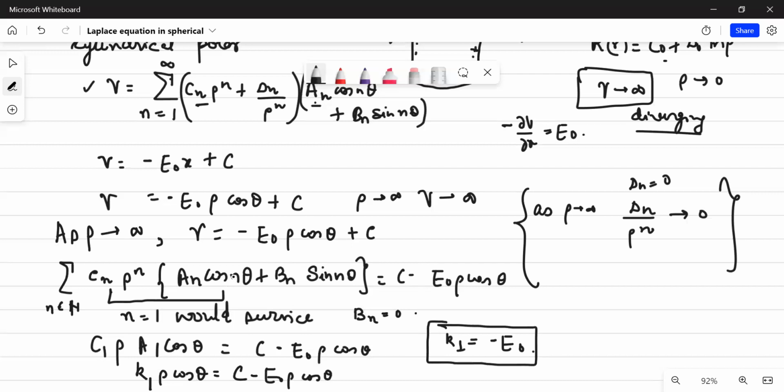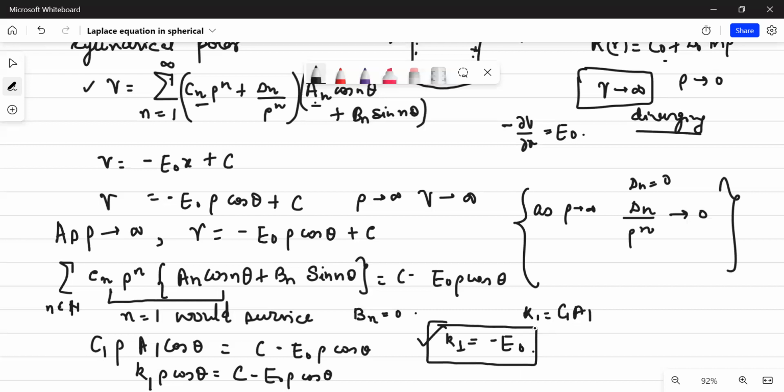Don't say that we can put n equal to 0, where this will come as 1 and this will be A naught. No, because for n equal to 0, this will not remain the solution. For n equal to 0, the solution is C naught plus D naught ln rho. Are you getting my point? So K1 is minus E naught. This is very much clear, and you should remember that your K1 is nothing but C1 into A1, so that you don't get confused.